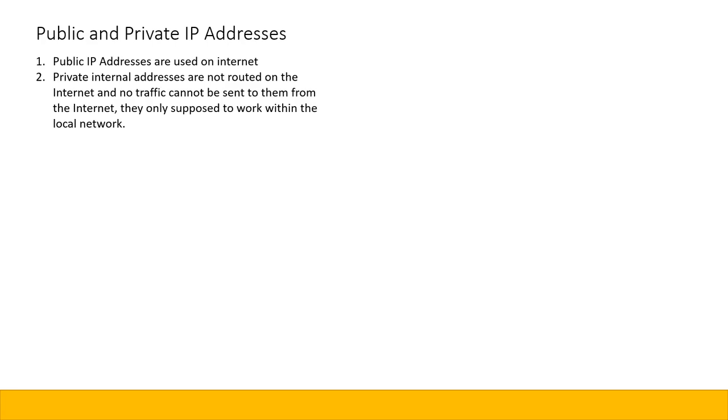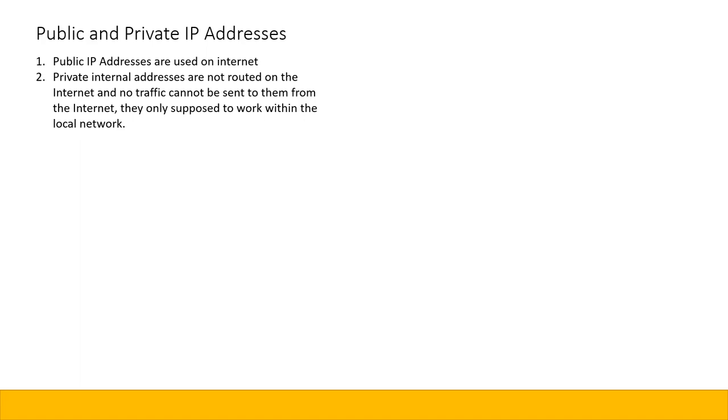Okay, now we will see the public and private IP addresses. So what are public IP addresses and what are private IP addresses? Public IP addresses are used on the internet specifically. Private IP addresses are internal and they are not routed on the internet, and no traffic can be sent to them from the internet. They are only supposed to work within the local network. So in companies, usually we have the private IP addresses working.